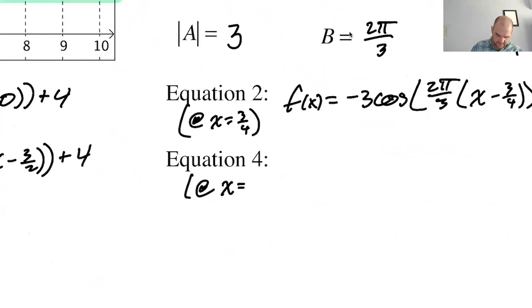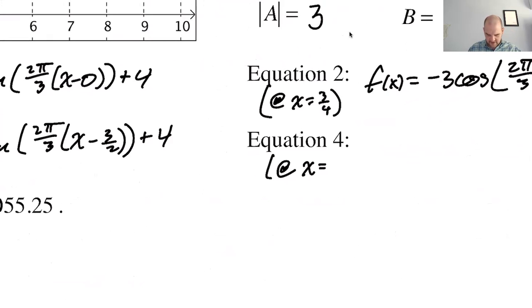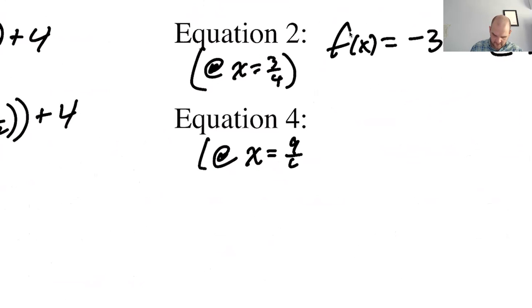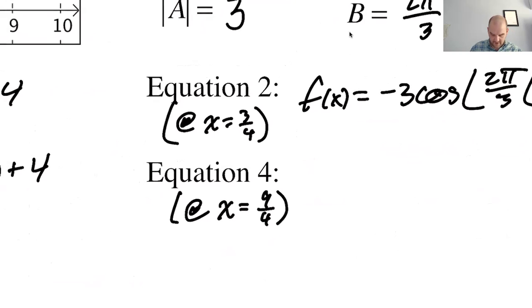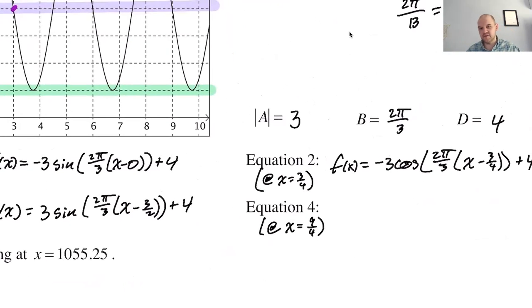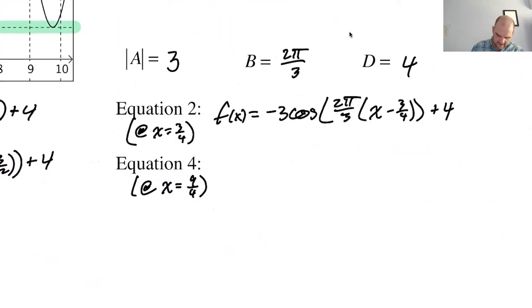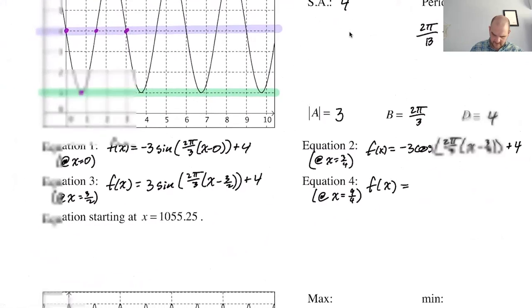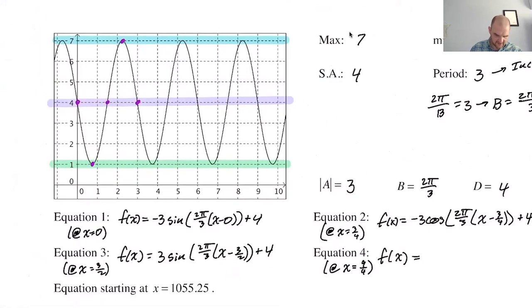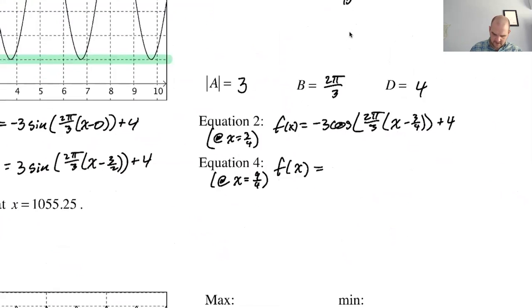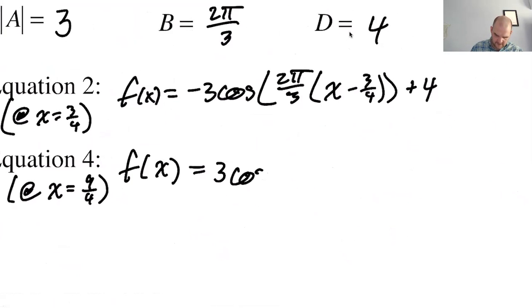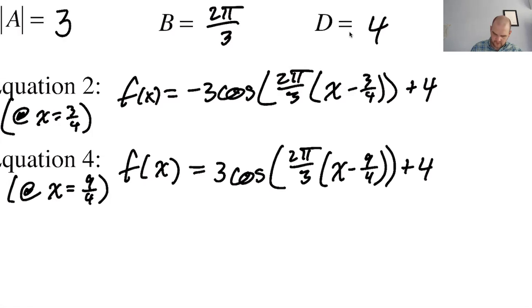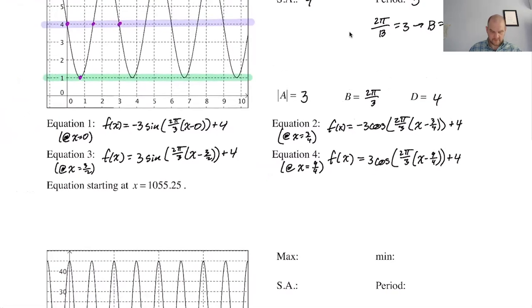x equals, what are we at? We're at 3/4, 6/4, 9/4. X equals 9/4. So count by 3/4, because the period is 3, an increment is 3/4. And we got f of x is, what did we say? That's a positive cosine. It's got to be a positive cosine because that's like the last thing. So 3 cosine 2 pi over 3 x minus 9/4 plus 4. All right. So all of that's really good.